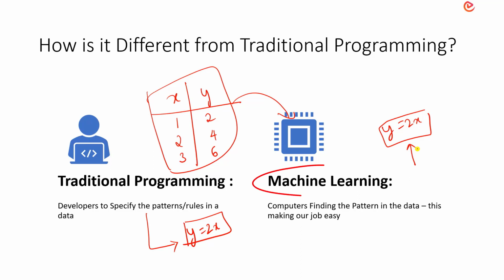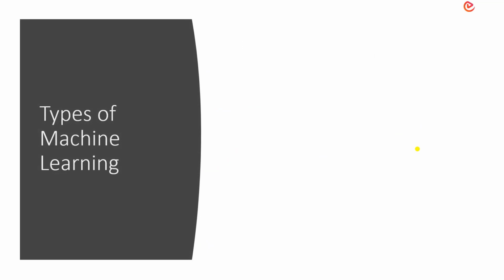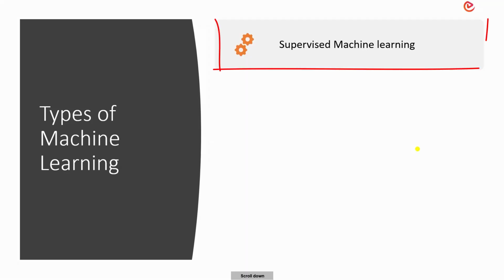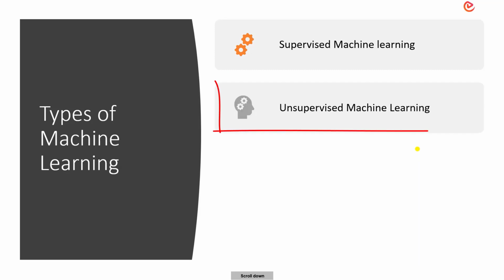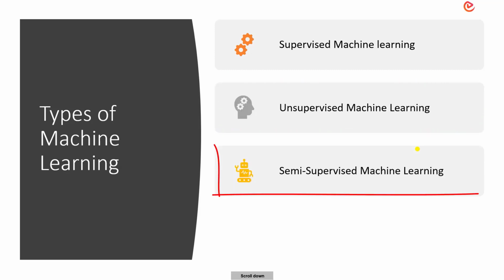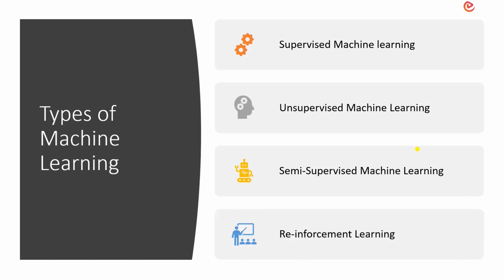Now, when it comes to machine learning, we have various types, and we can classify them in various ways. One of the common ways that we classify machine learning models is with the help of the data that they are going to use. On the basis of the data that my model is going to use, we classify machine learning models as supervised, unsupervised, semi-supervised, as well as reinforcement learning. So these are the various ways that I can classify my machine learning models.